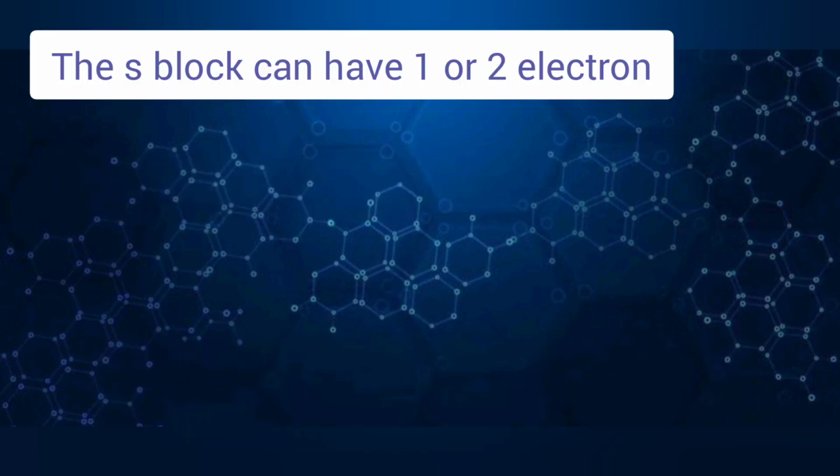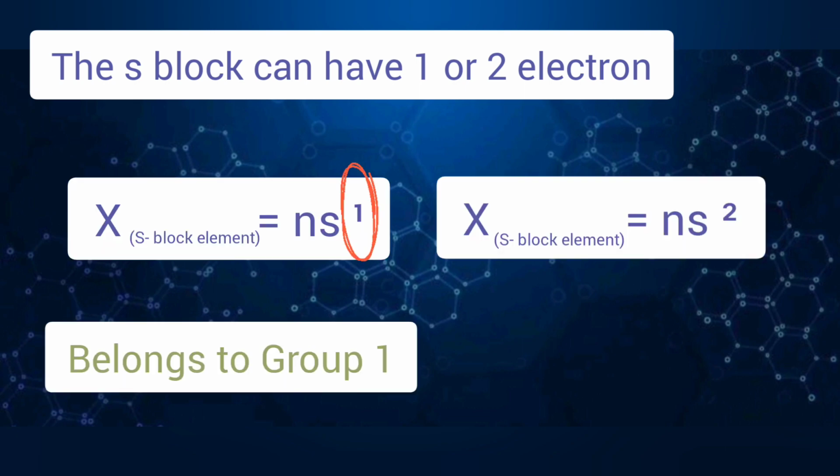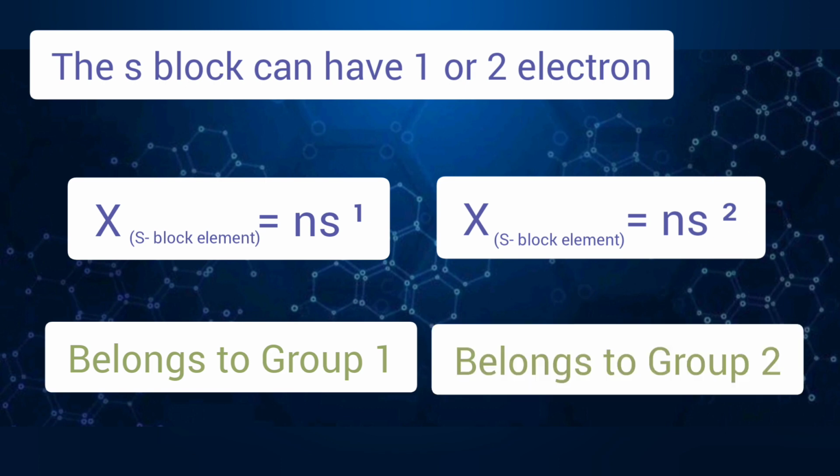If it is s block, it can have only 1 or 2 electrons, right? So if there is 1 present, then it belongs to group 1, and if 2 electrons are present in the s orbital, then it belongs to group 2.